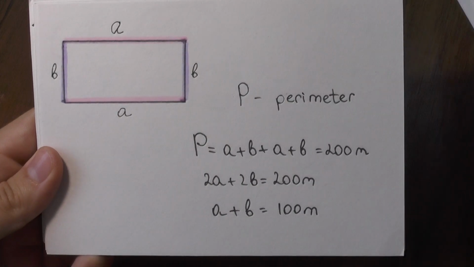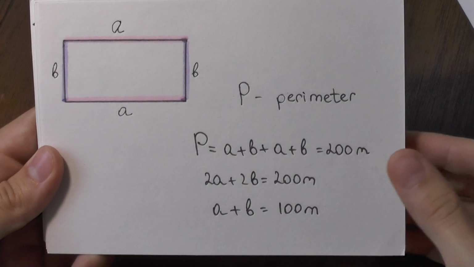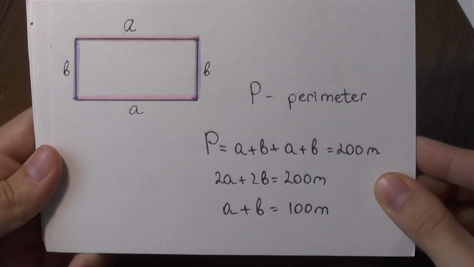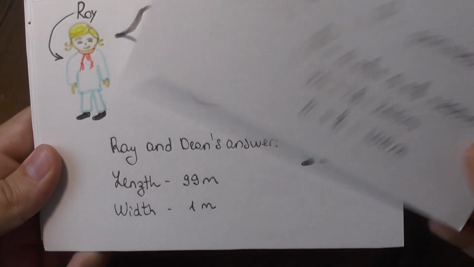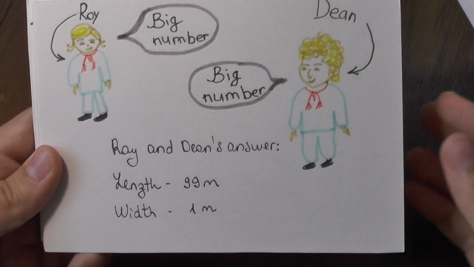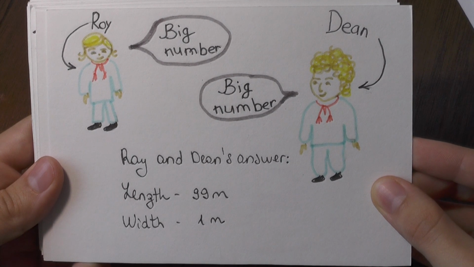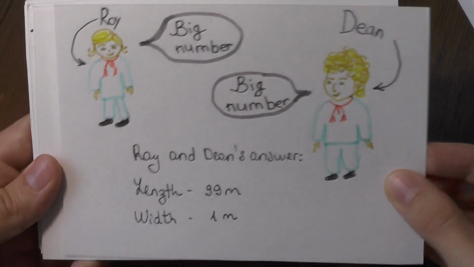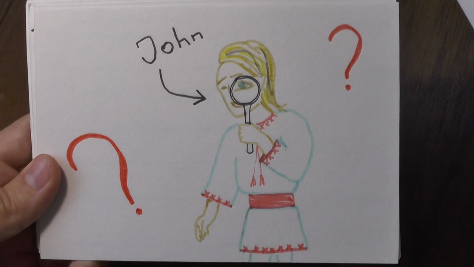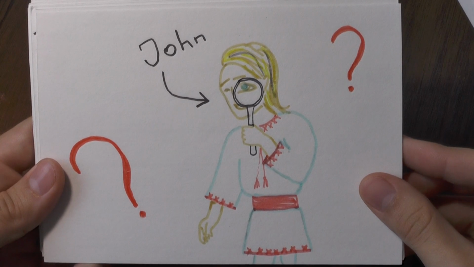As the length of the fence is 200 meters, the perimeter is 200 meters too. Ray and Dean thought that they needed a big number, so they answered that the length should be 99 meters and width 1 meter. On the other hand, John started a vigorous investigation.